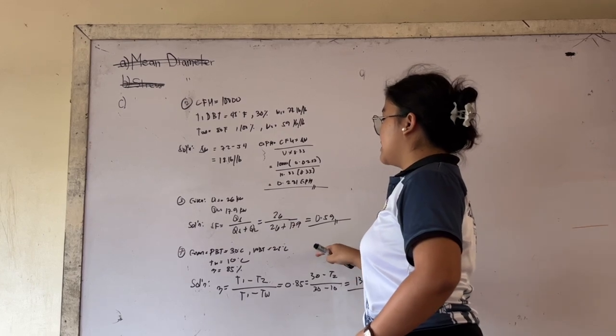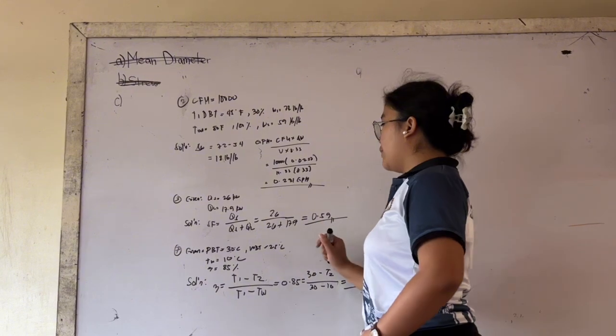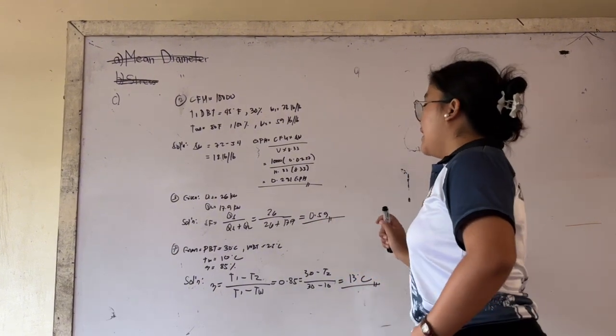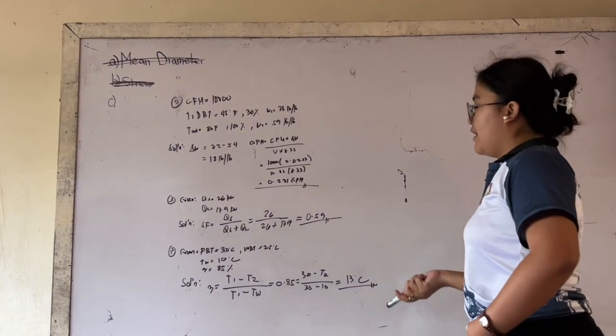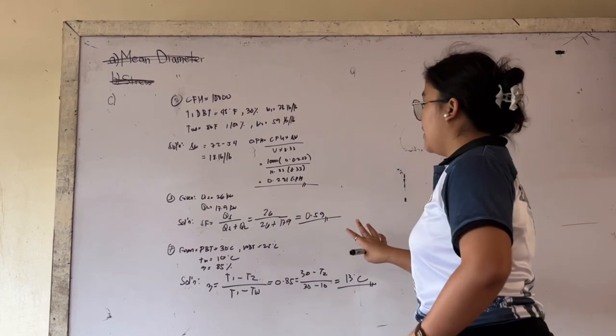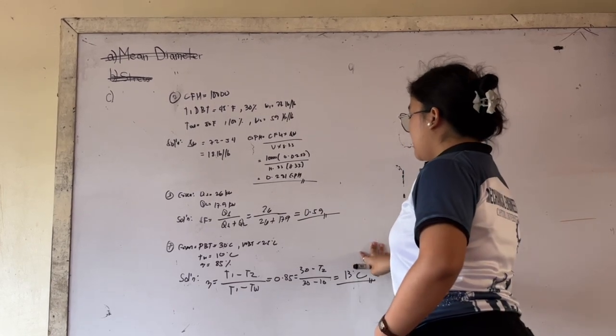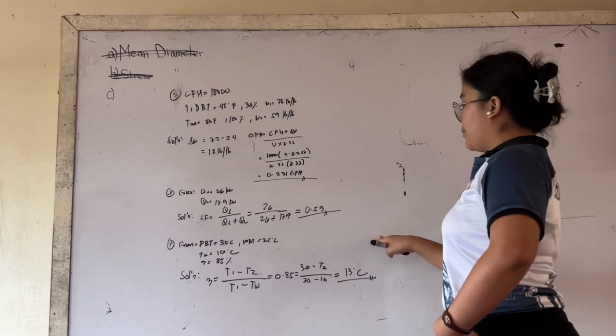QS is equal to 26 kilowatts. QL is 17.9 kilowatts. So for SF, we have a formula QS over QS plus QL. So we're going to plug in the values. We have 26 over 26 plus 17.9, which is equal to 0.9.